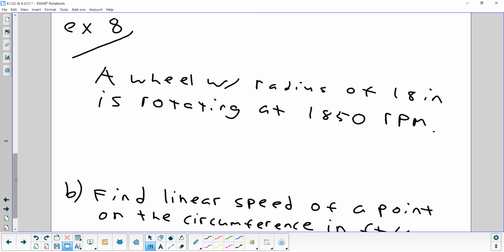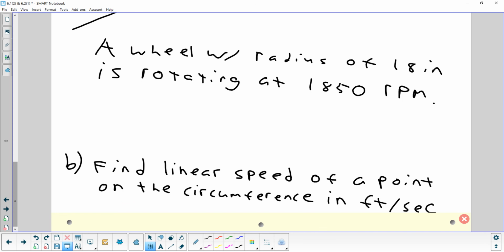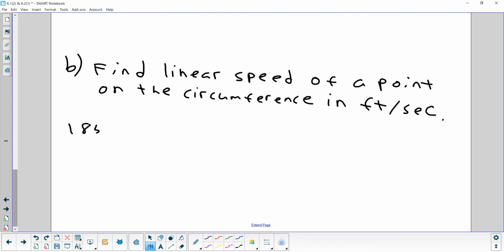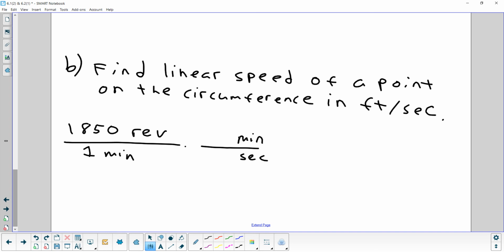So right now, we know the speed is 1,850 revolutions per minute. Well, they want seconds. Let's get that out of the way first. Where would minutes go to cancel out? Yep, the top. So put minutes in the top and seconds in the bottom. How many seconds in a minute? 60. Okay, so now we've got revolutions per second.